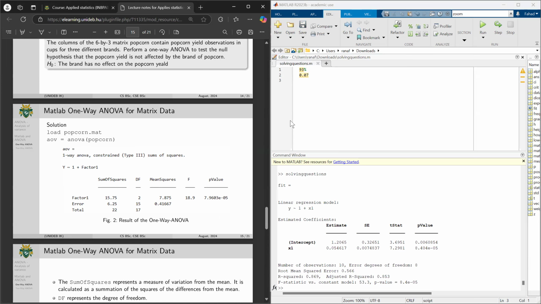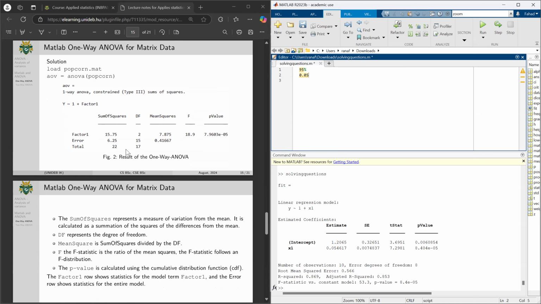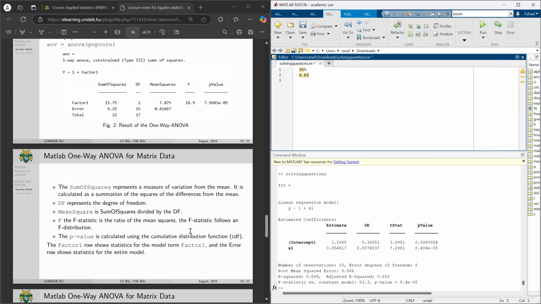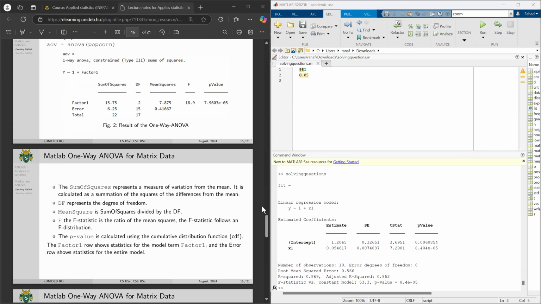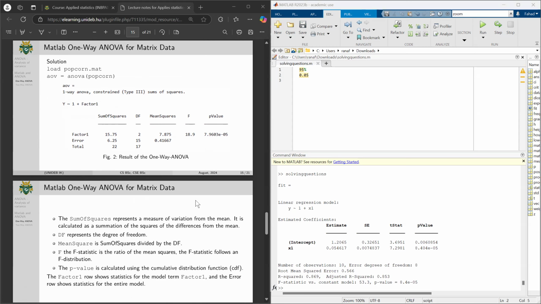By the way, if the confidence is not given, it is always assumed to be 95%, which means the alpha is always assumed to be 0.05. If this is smaller than 0.05, our null hypothesis is rejected, which means that popcorn yield is in fact affected by the brand of popcorn. Also for the group means, just check the group, it's not really that relevant. This table is the most relevant thing. If the p-value is smaller than the alpha, your null hypothesis is rejected. If it's bigger than the alpha, the null hypothesis is accepted.